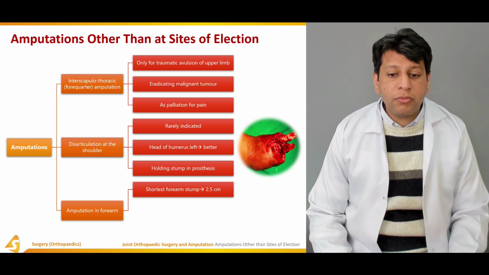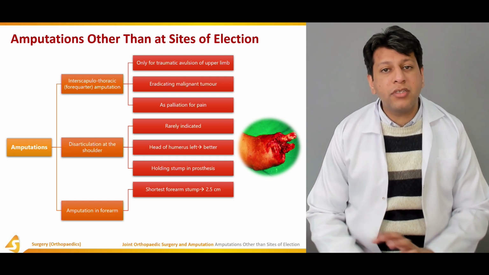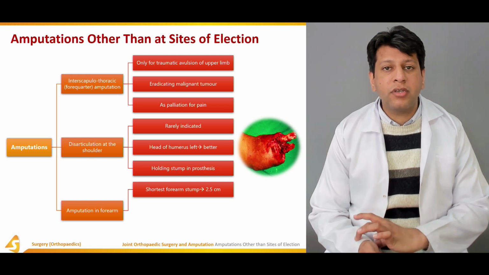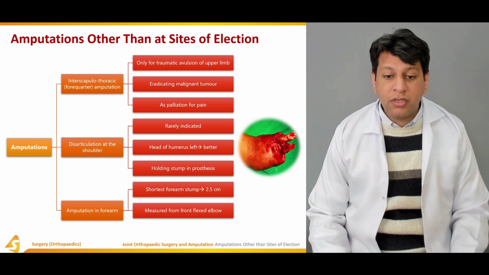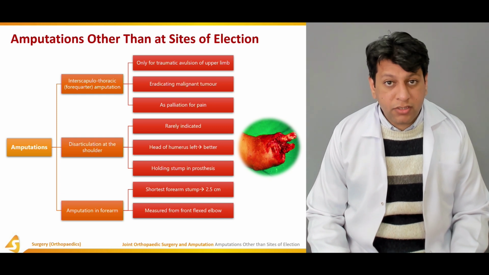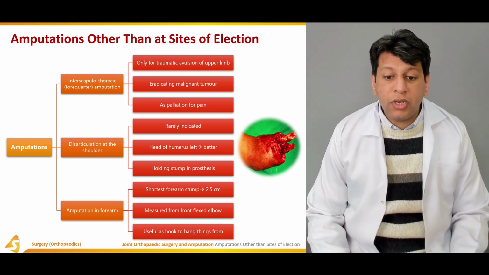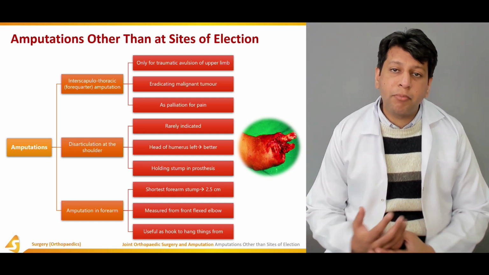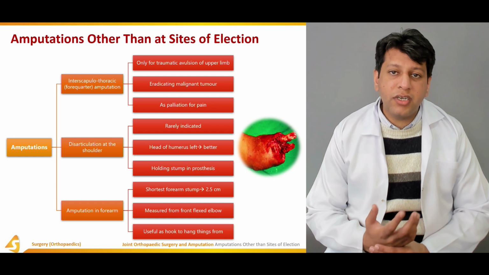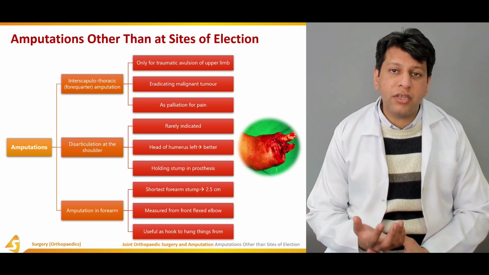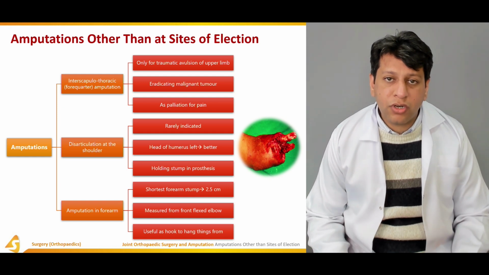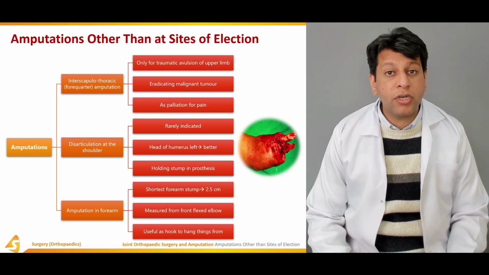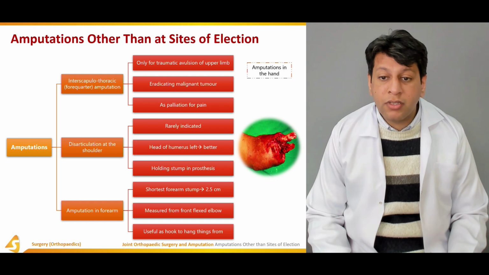The shortest forearm stump is 2.5 centimeter, in which the forearm is cut just 2.5 centimeter above the wrist joint, made from the front of the flexed elbow levels and useful as a hook to hang things from. But if the patient had some kind of a trauma in which there was a severe degloving injury of the hand and the wrist area, and any reconstruction is not possible, then probably this is the kind of patient in which we can go for amputation in the forearm.